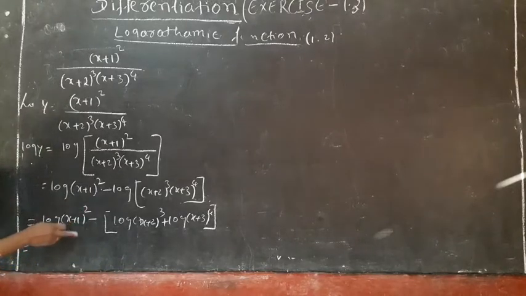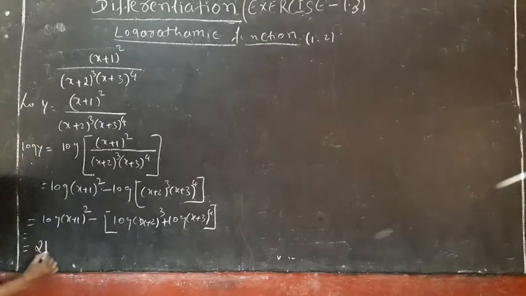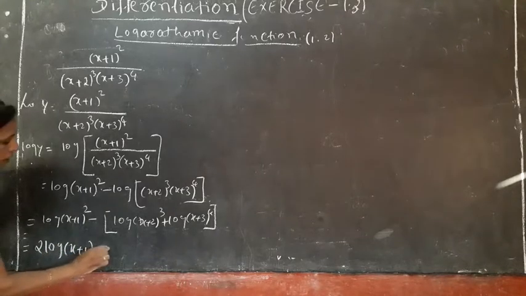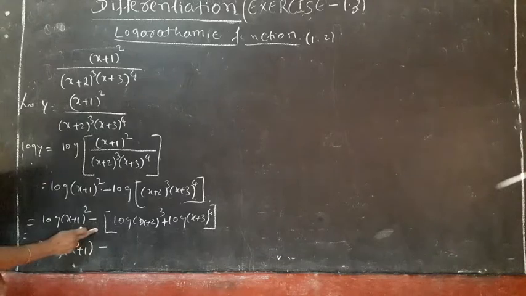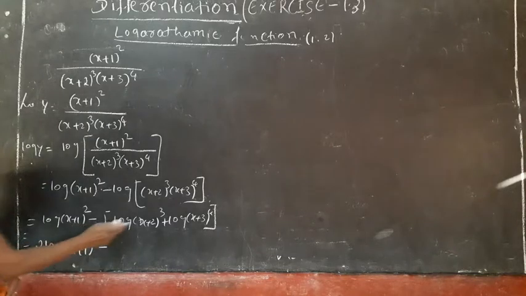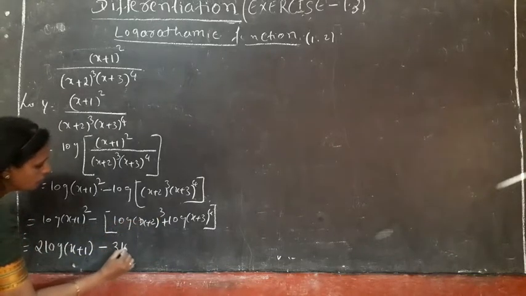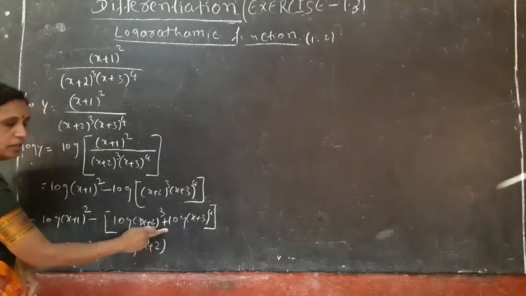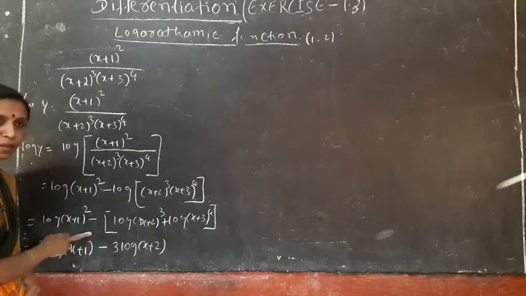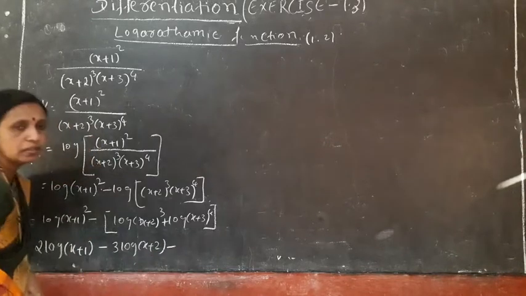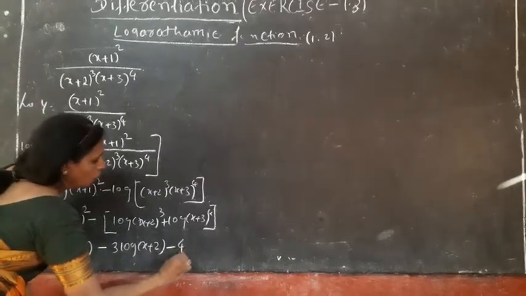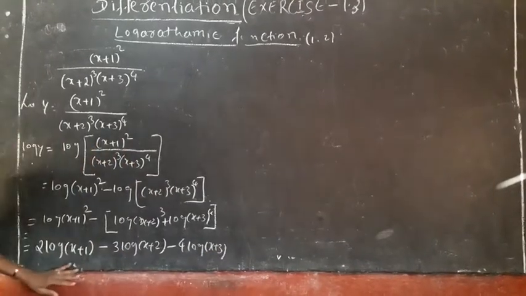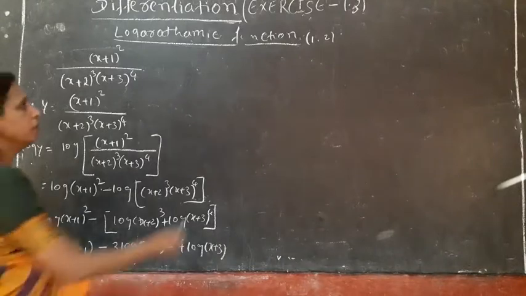Next, apply here the log m raised to n formula. So, we can write 2 log (x plus 1) minus, take the terms outside the bracket at the same time. We can write this as minus 3 log of (x plus 2). Here it is a plus sign, outside the bracket minus, therefore sign is going to change, 4 log (x plus 3). Now see here, this step is ready for differentiation.